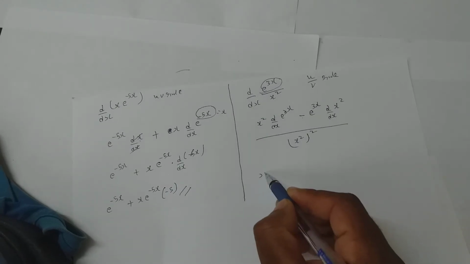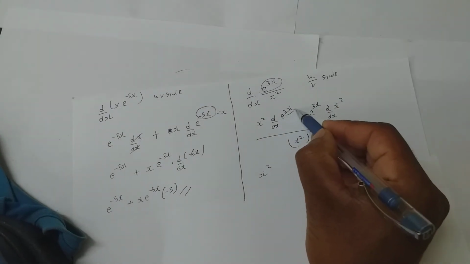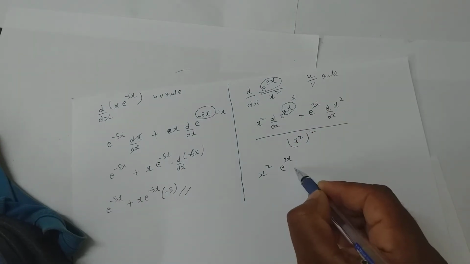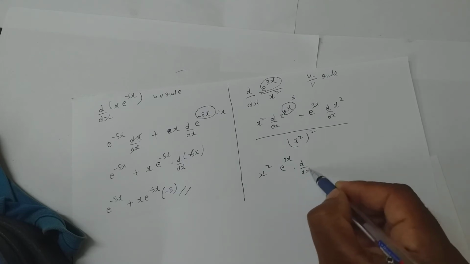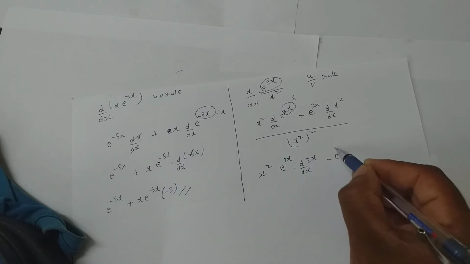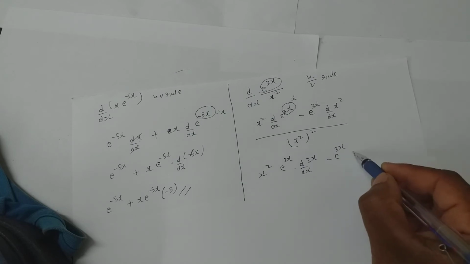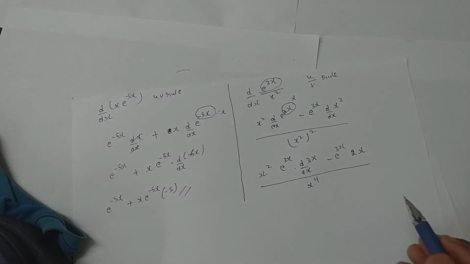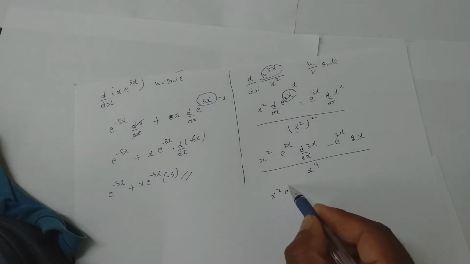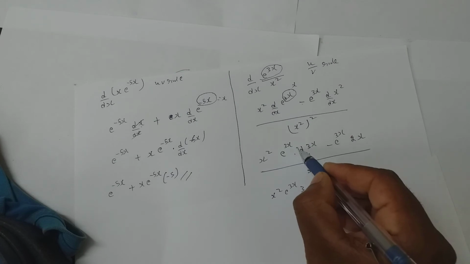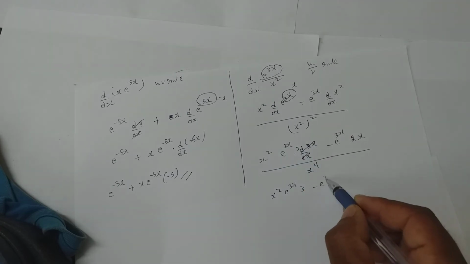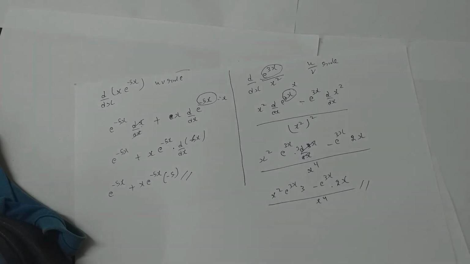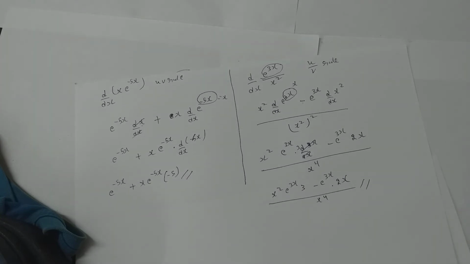So let's continue now. It's x square into, again this entire exponent I need to take as x. So e power x is e power x only, into, in place of x whatever you have assumed. So d by dx of 3x minus e power 3x into d by dx of x square, which is 2x, by x square whole square, which is x power 4. So that is x square e power 3x. Here 3 will come out, dx gone, minus e power 3x into 2x by x power 4 is the answer. Am I clear?